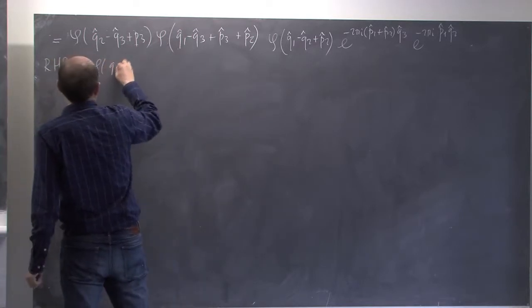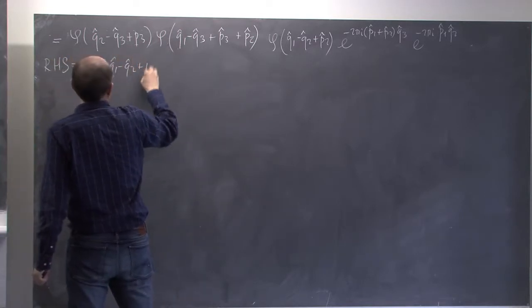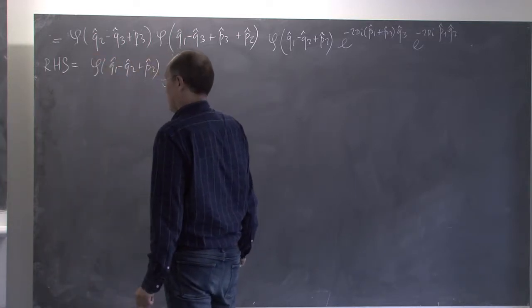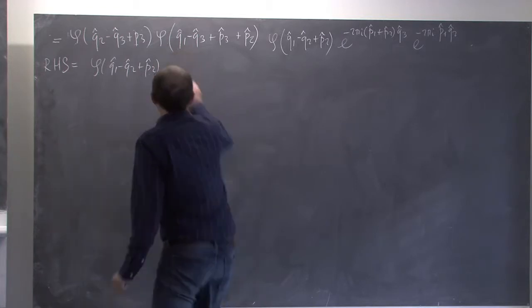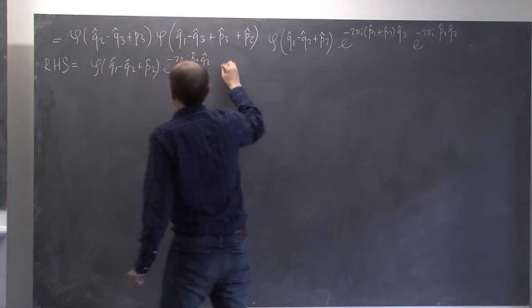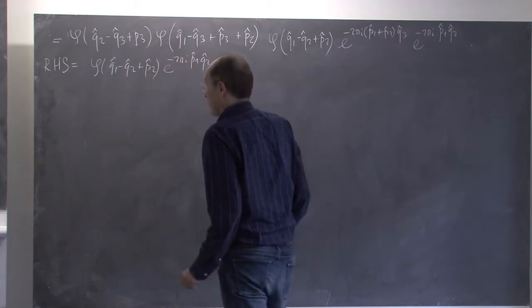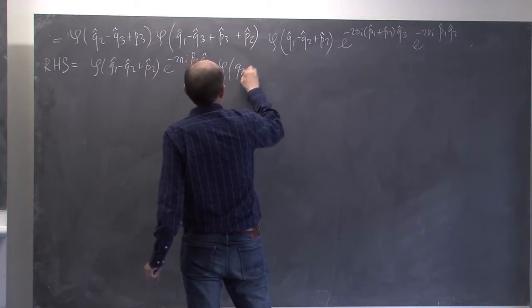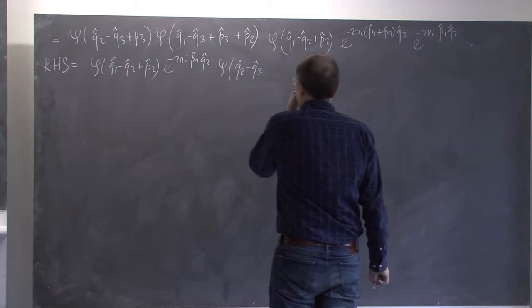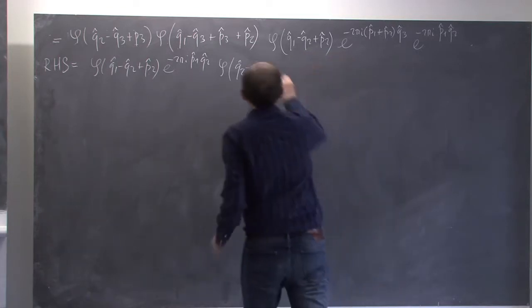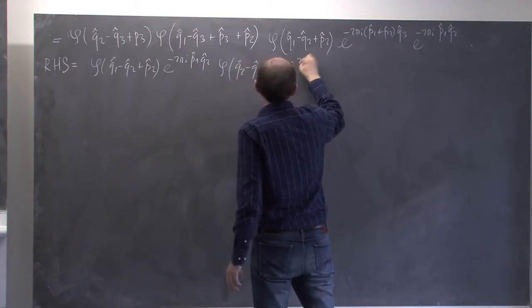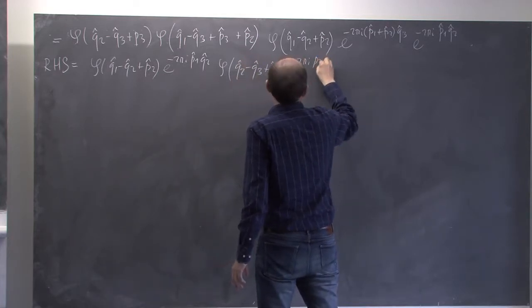Phi of Q1 minus Q2 plus P2, e^(minus 2 pi i P1 Q2), and W23, phi of Q2 minus Q3 plus P3, e^(minus 2 pi i P2 Q3).